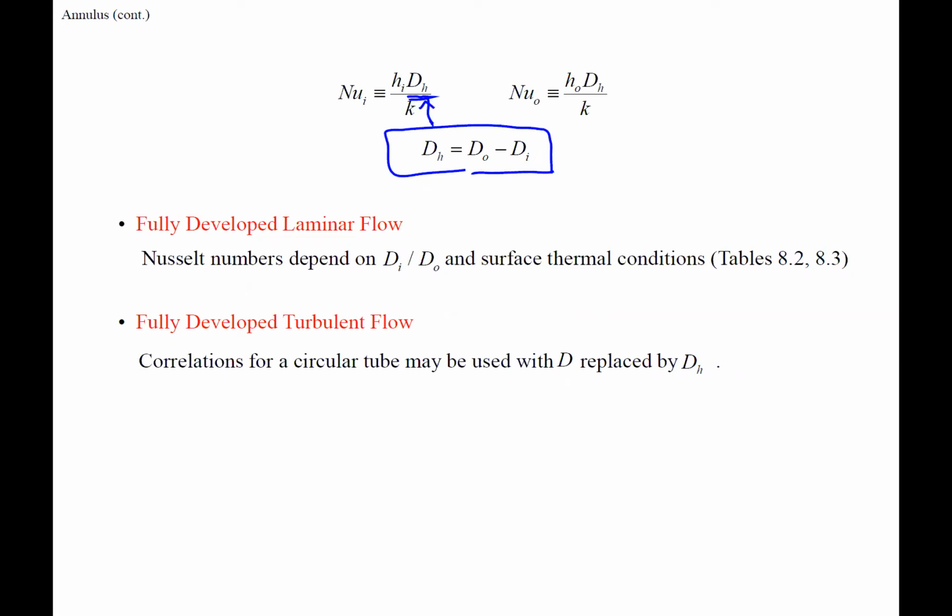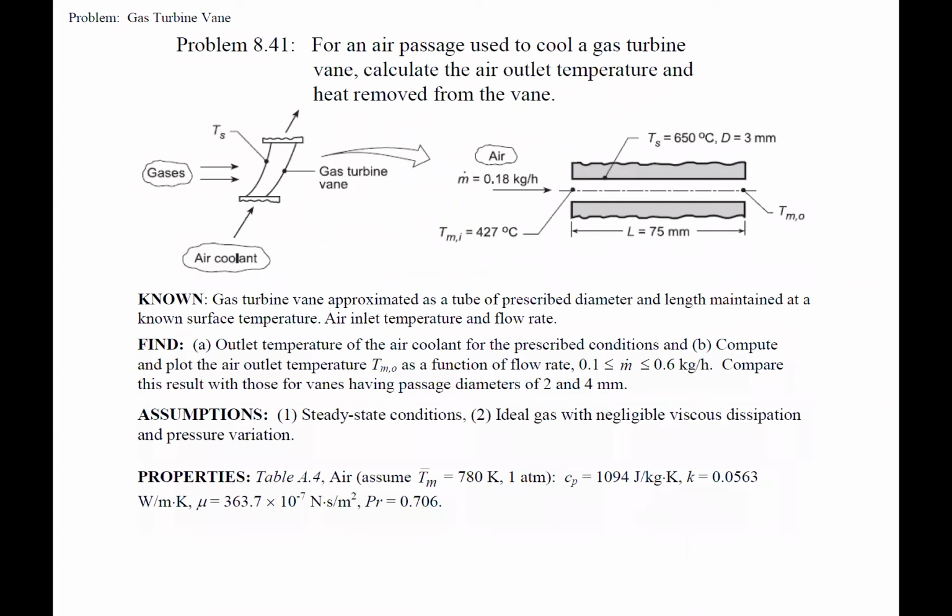We can get fully developed Nusselt numbers in tables 8.2 and 8.3. For turbulent flow, we can just use the values based upon the hydraulic diameter for a circular tube and use those for the concentric tube. There are a few other ones that we're skipping over that go into more detail for specific geometries within the chapter. All right, so moving on to the examples.